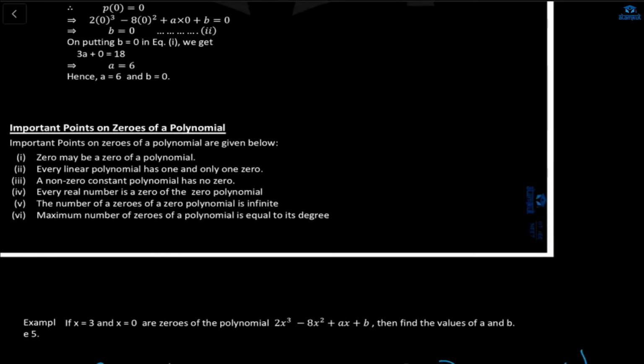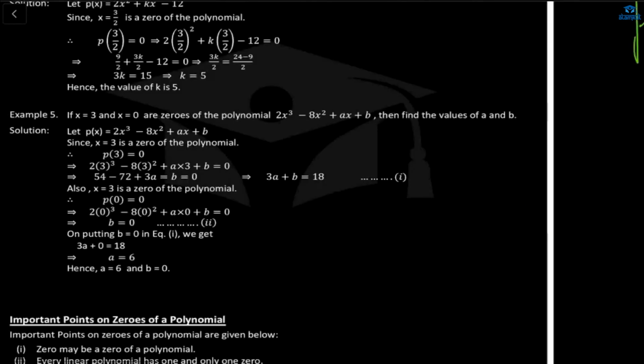Now, some points you should always remember. Here you saw in this problem that x equal to 3 and x equal to 0 are the zeros of the polynomial. That means 0 can also be a zero of a polynomial. Understood? 0 can be one of the zeros of the polynomial.